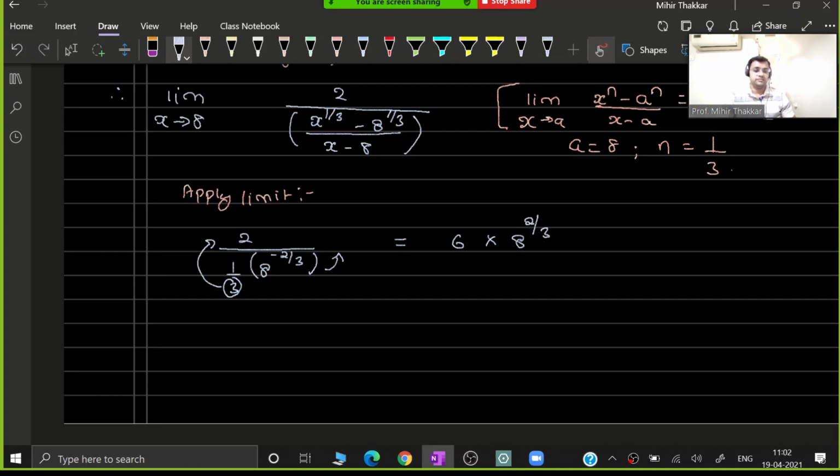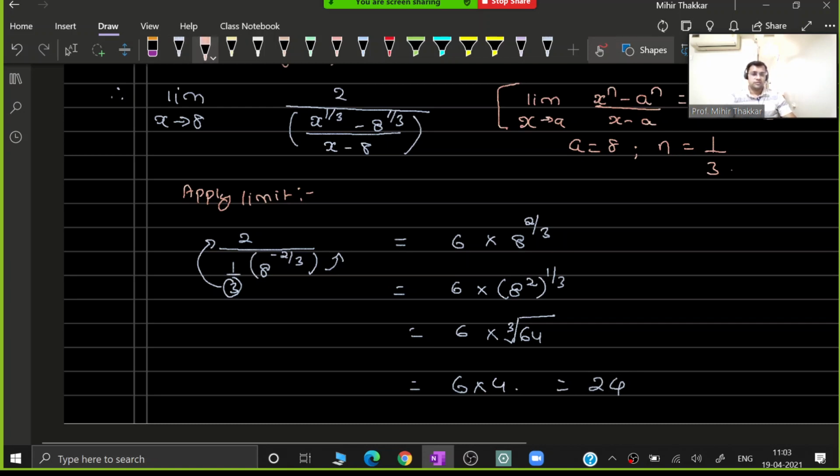positive 2 by 3. So this can be written as 6 into 8 raised to 2 raised to 1 by 3, which is 64, and power 1 by 3 is nothing but cube root of that number. So what is the cube root of 64? It is 4. So my answer comes out to be equal to 24.